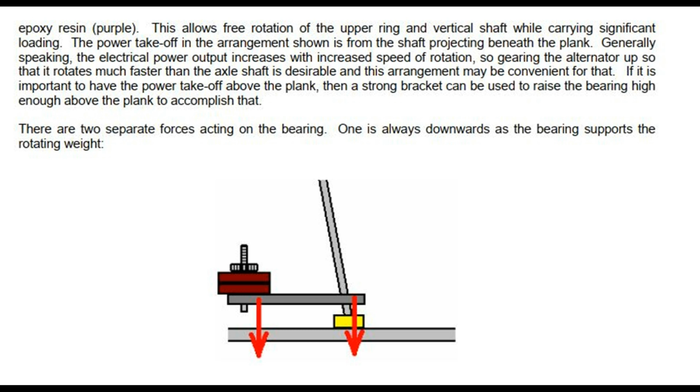Generally speaking, the electrical power output increases with increased speed of rotation, so gearing the alternator up so that it rotates much faster than the axle shaft is desirable, and this arrangement may be convenient for that. If it is important to have the power take-off above the plank, then a strong bracket can be used to raise the bearing high enough above the plank to accomplish that.